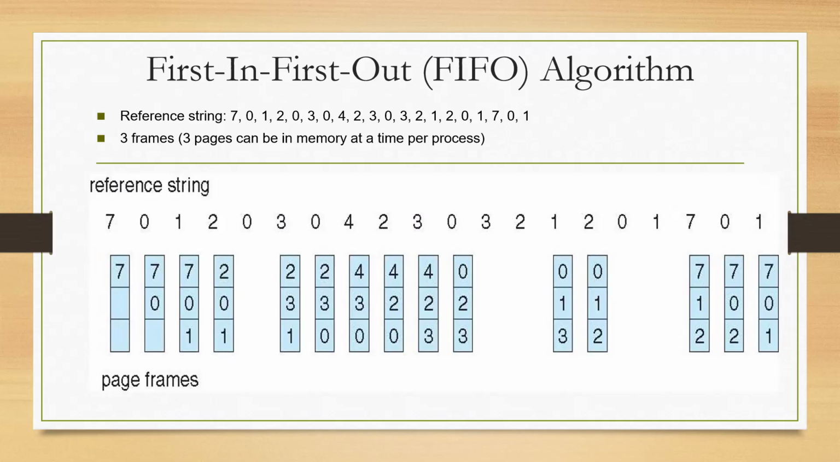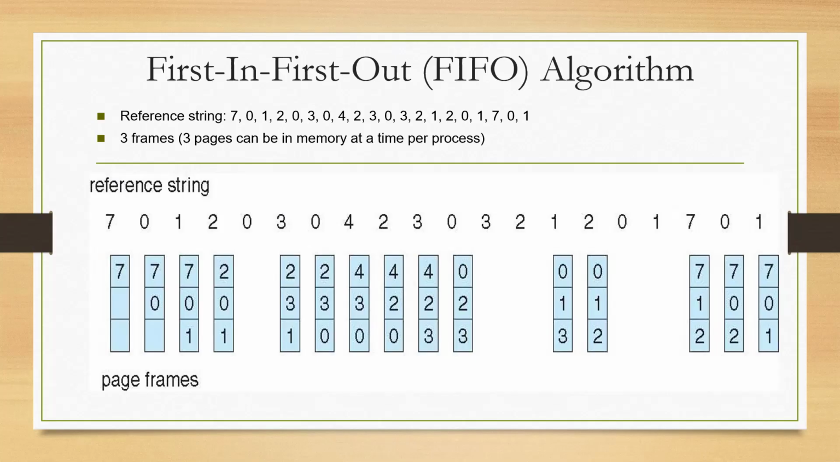The common page replacement algorithms are first in, first out, LRU (least recently used), optimal, and so on. For this presentation today, we are going to see the first in, first out page replacement algorithm. Here I have given one example, with a reference string of about 20 page references.